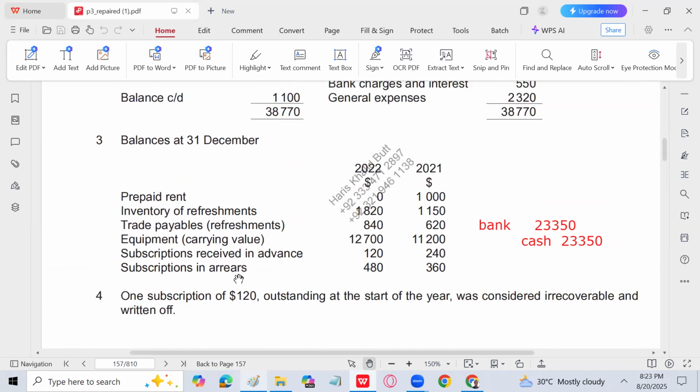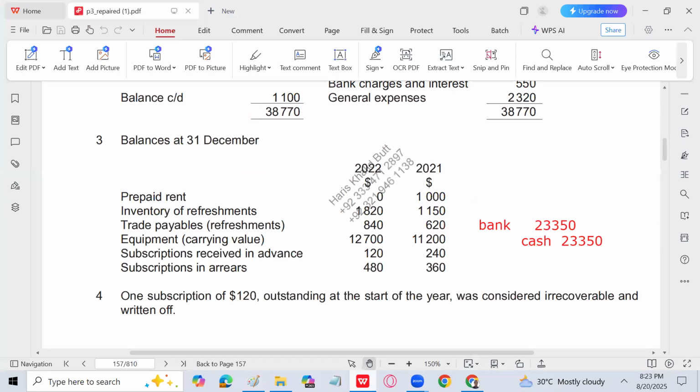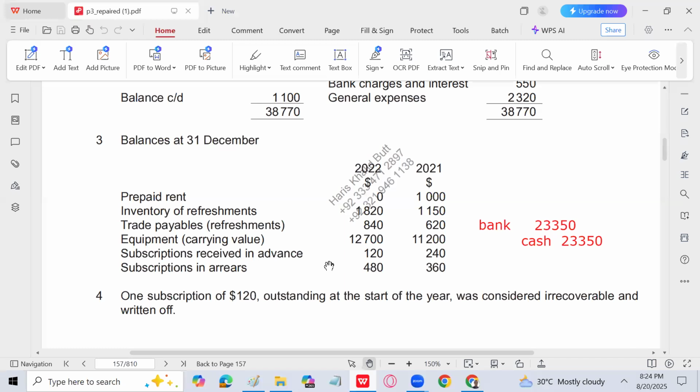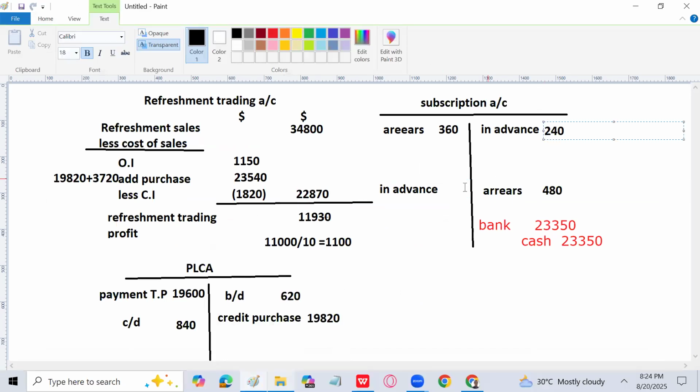First of all, you need to write the subscription in arrears, that is 360 and 480 at the end. So I will write here, arrears brought down 360 and arrears carried down is going to be 480. Then I have to write in advance brought down, which is a liability, and in advance carried down, which is again a liability, but it is an ending liability. Let's see what amount is given for in advance brought down and in advance carried down. That is 240 and 120. 240 in advance at the start and 120 in advance at the end.